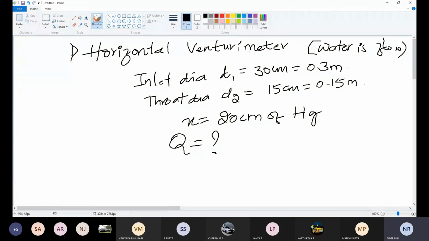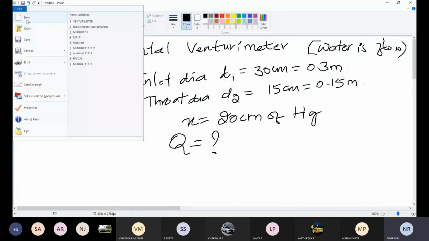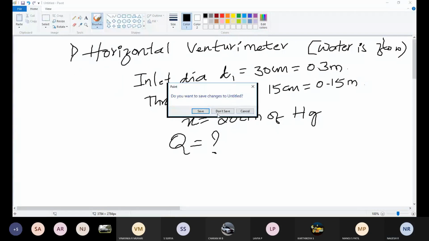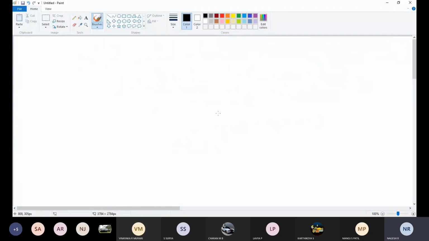Just I will take a new sheet. Yes, the new sheet is visible now. Okay, so what is that problem? An oil of specific gravity, right? Yes sir. An oil of specific gravity.